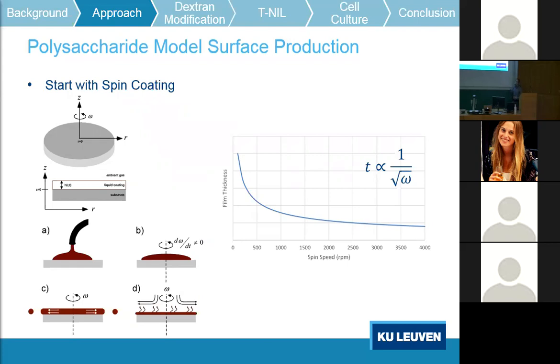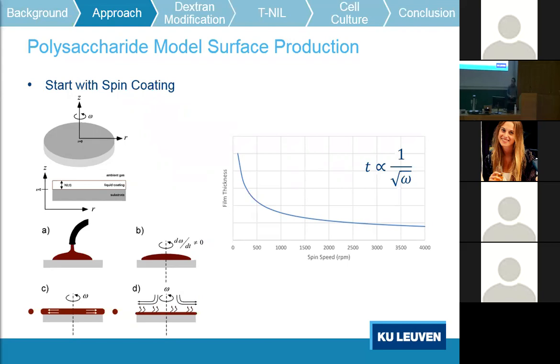This is then held on a rotating mount. And depending on the rotational speed of that mount and the properties of your solution and the environment, you can very precisely control the thickness of the film you produce and the uniformity of the film. So it's a rather robust film forming procedure.